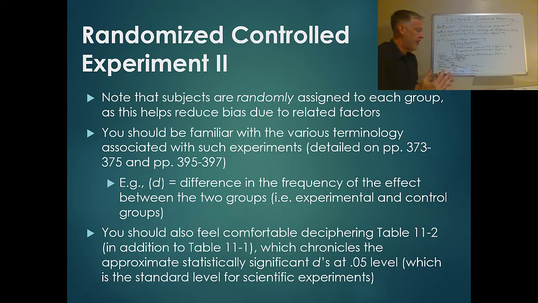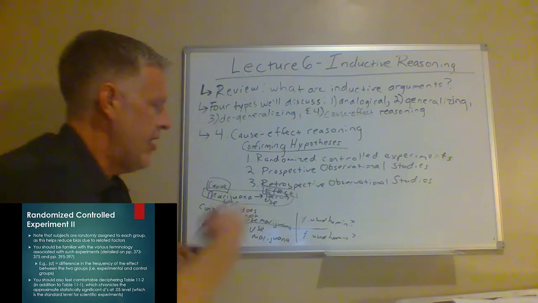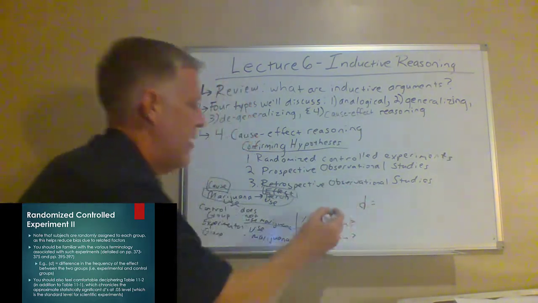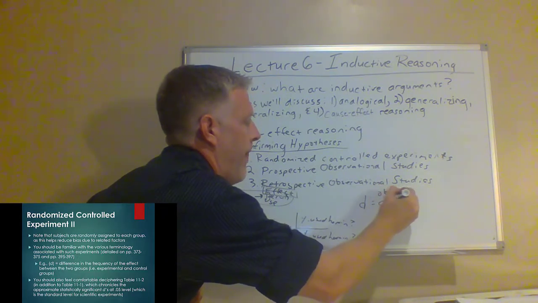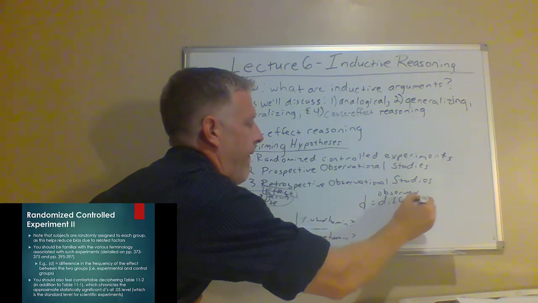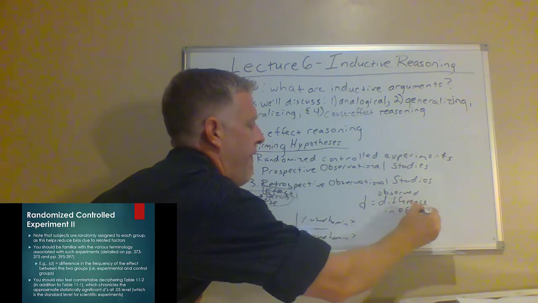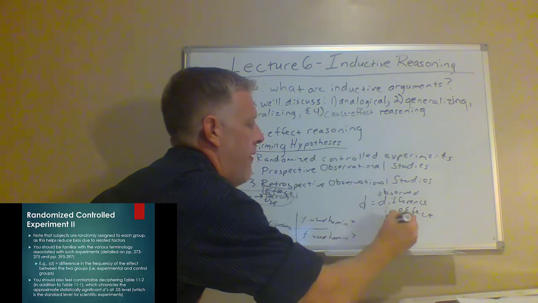So, again, a lot of this is captured in the terminology we already talked about with respect to experiments. As I point out in the middle of slide 26, be familiar with the various terminology that we've already covered, all the stuff that's detailed on pages 373 to 375 and pages 395 to 397 in the text. By the way, the D is the difference in the observed difference in effect between the groups.